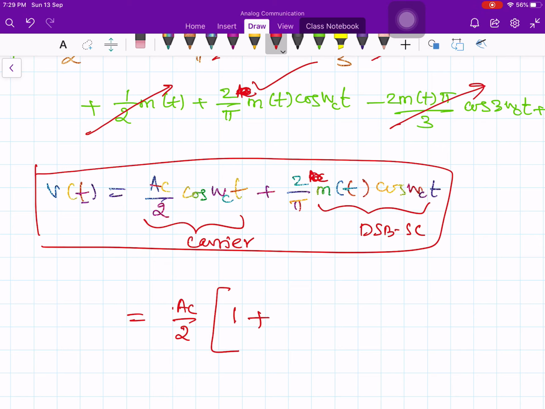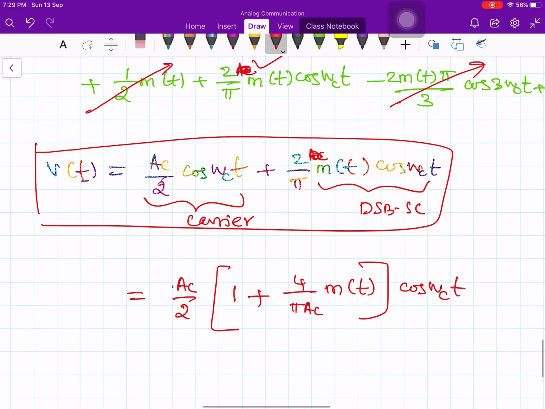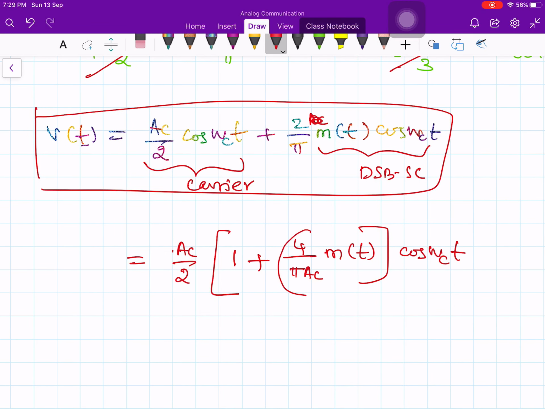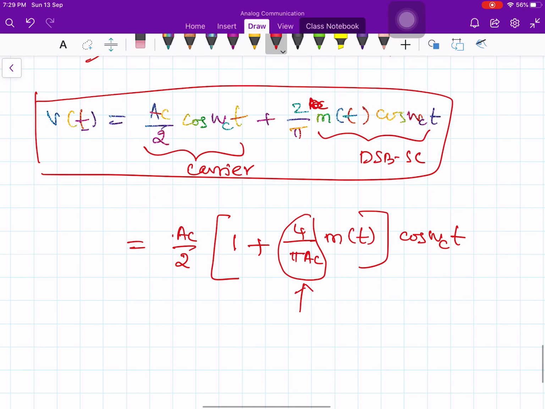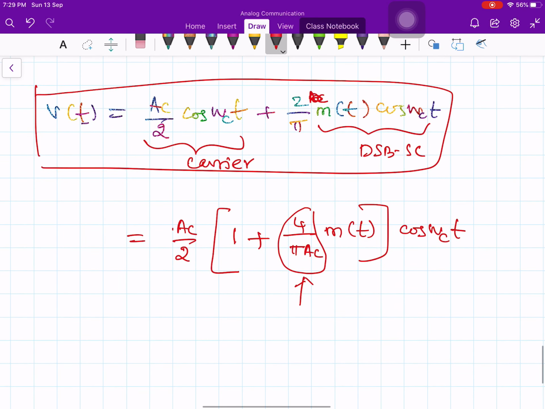Then this is 4 by pi times AC m of t multiplied by cos omega ct. I can rewrite like this. Now what is the modulation index? This is the modulation index, 4 by pi AC. So this generates an AM signal with carrier, an amplitude modulated signal with the carrier.